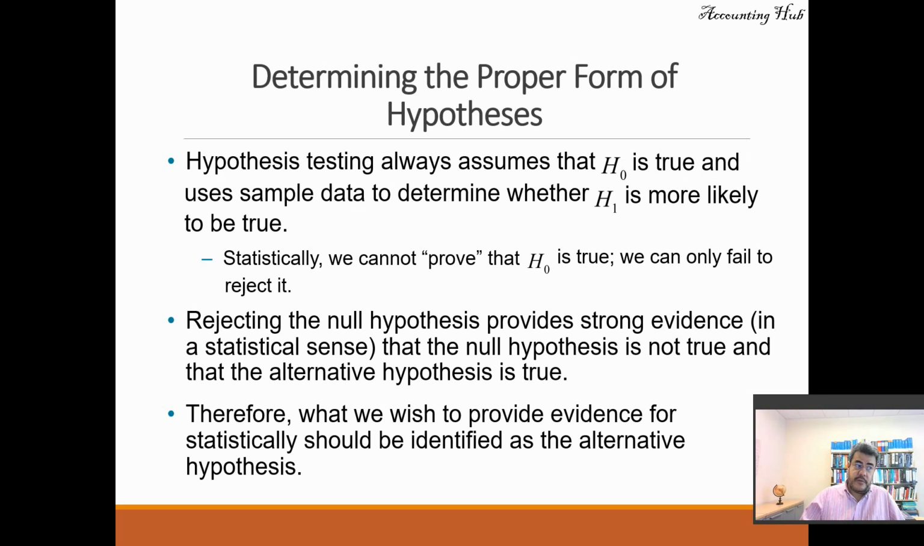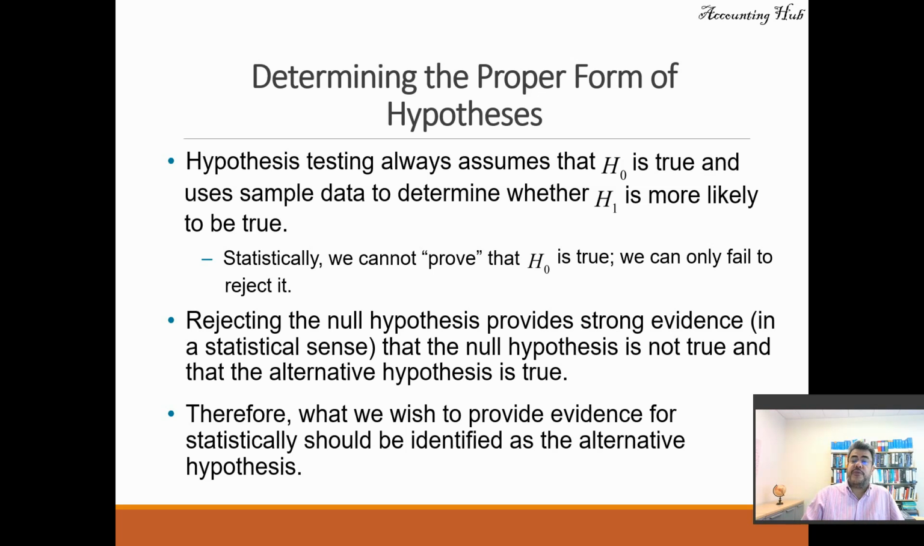And then, summarizing, hypothesis testing always assumes that H0 is true and uses sample data to determine whether H1 is more likely to be true. So if nothing happens, the defendant is innocent. So H0 is true. And again, statistically, we cannot prove that H0 is true. We can only fail to reject it. We could not find any evidence that the defendant is guilty. But we cannot prove that the defendant is innocent. However, we were not able to find anything to show or to strongly suggest that the defendant is guilty.